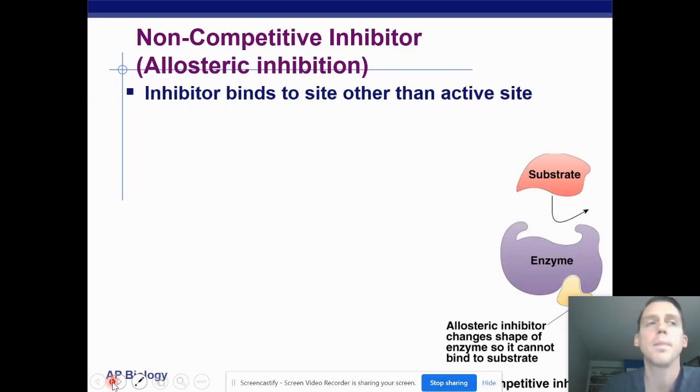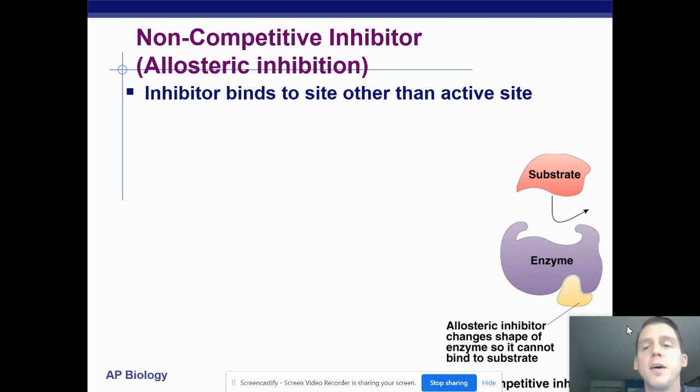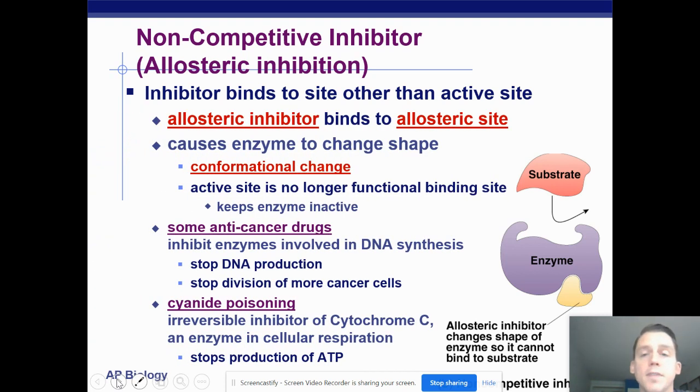Then we have non-competitive inhibition. Non-competitive inhibition is sometimes called allosteric inhibition. That's because we are working with an allosteric site, which is another part of the enzyme. We can see the active site on top. The allosteric site is this other cookie cutter shape. So it is a site that's not the active site.